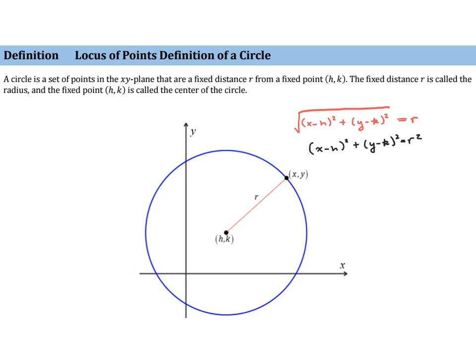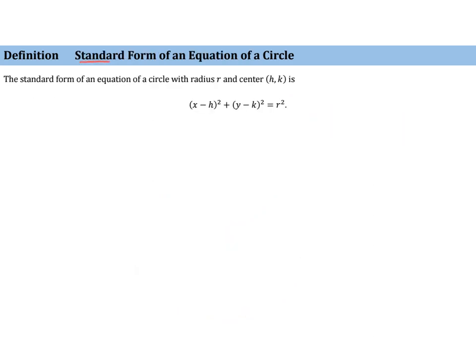So let's state this formally. The standard form of an equation of a circle that has a radius of r and a center (h, k) is given by this equation. And this is something that you will need to memorize. x minus h quantity squared plus y minus k quantity squared equals r squared. So notice the center is given by (h, k) and the radius is r.